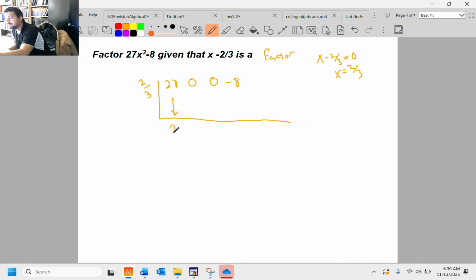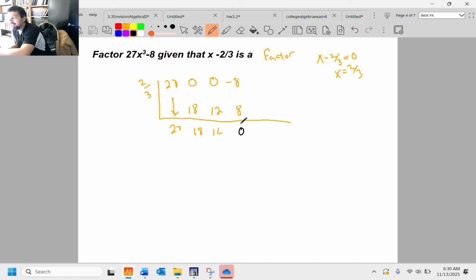We're going to drop the 27. 2 times 27 is 54, divided by 3. Actually, I should divide by 3 first. Anyways, it's 18. 0 plus 18 is 18. 2/3 of 18, that's going to be 12. I add. And guess what 2/3 of 12 is? Just guess. It's 8. That's what it is. And you put those together, you get a 0.